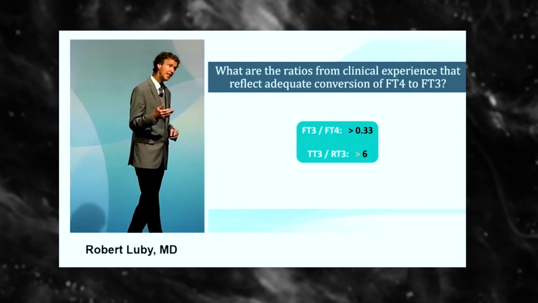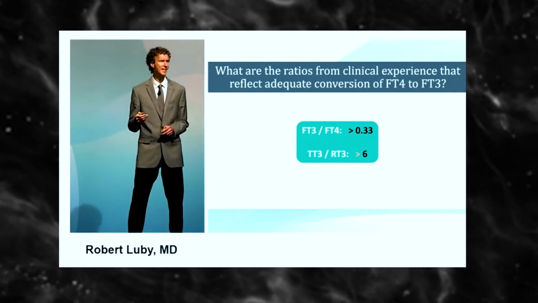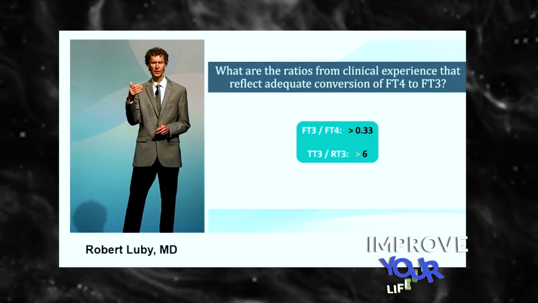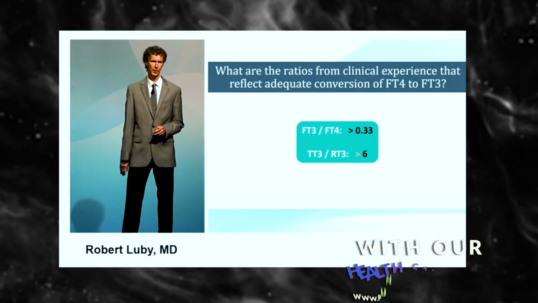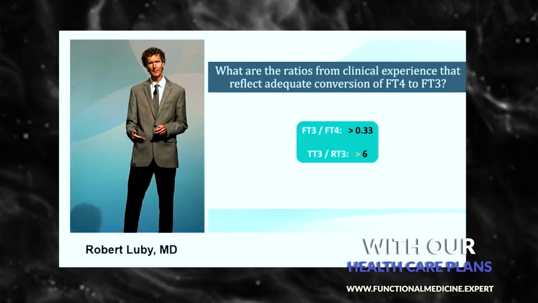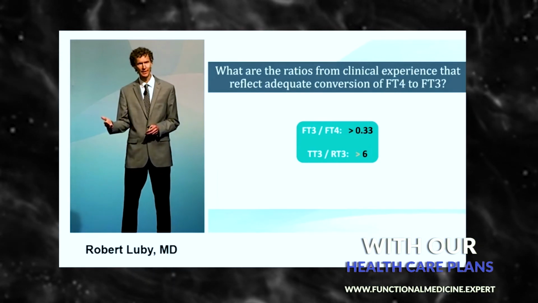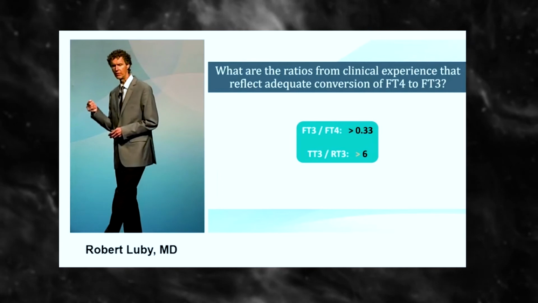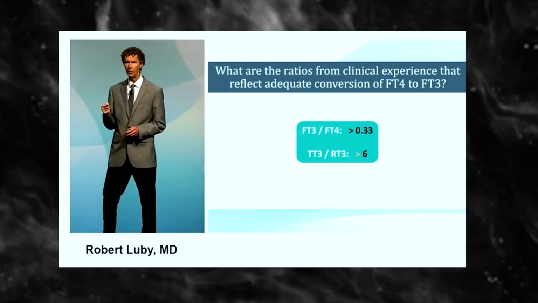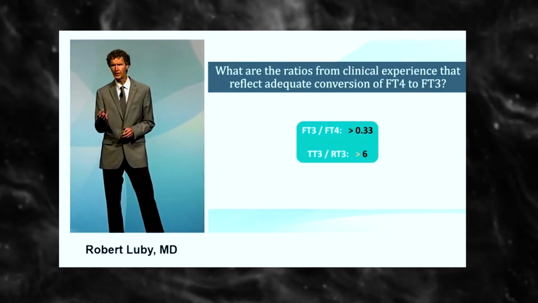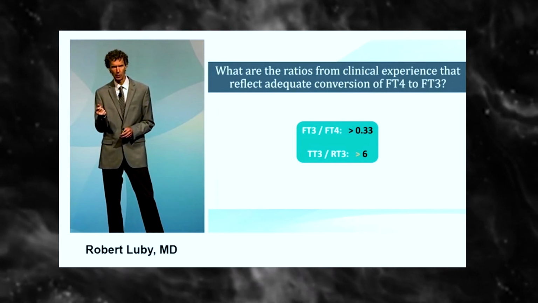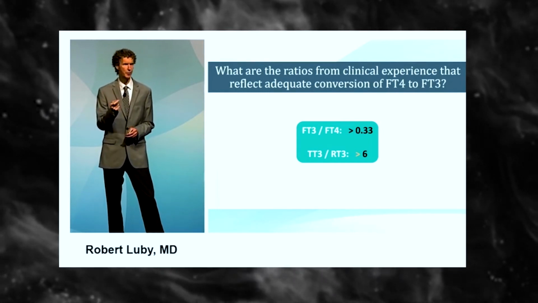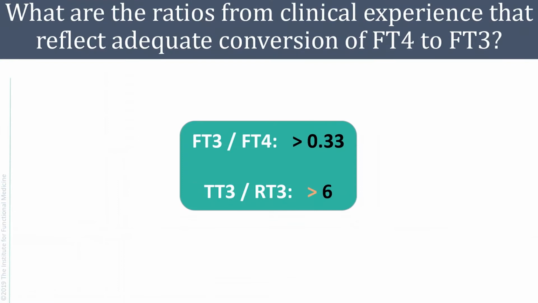If you're measuring a free T3 to free T4 ratio, you want the T3 to be high, the numerator. So you want the ratio above 0.33. If it's below that, that means you've got a lot of T4 still hanging around that's not getting converted. If you're going to measure a total T3 to reverse T3 ratio, you want to be sure that the reverse T3 is low, the denominator, and the numerator is a higher number. So you want that ratio above 6.